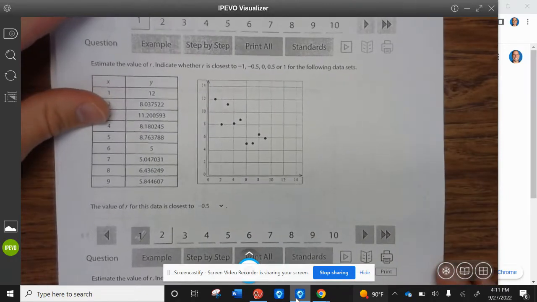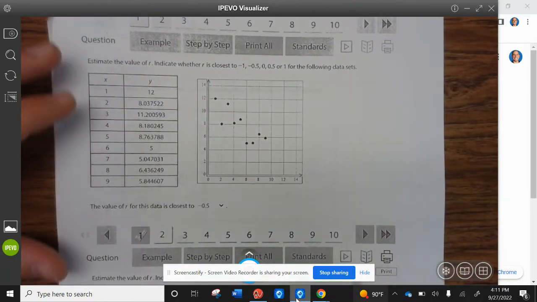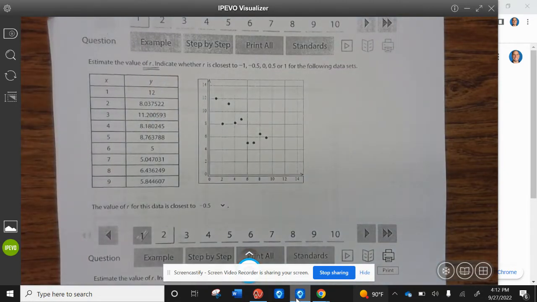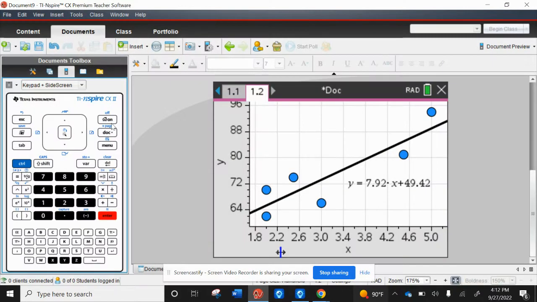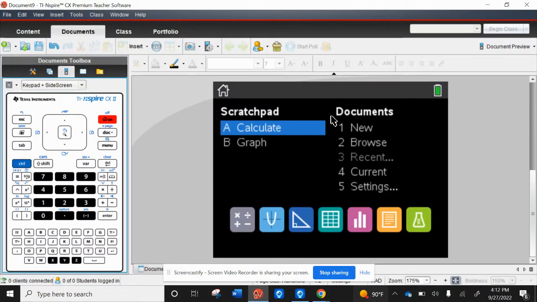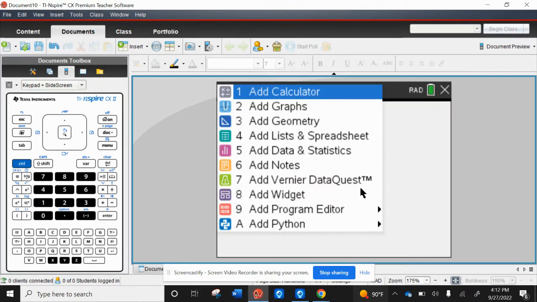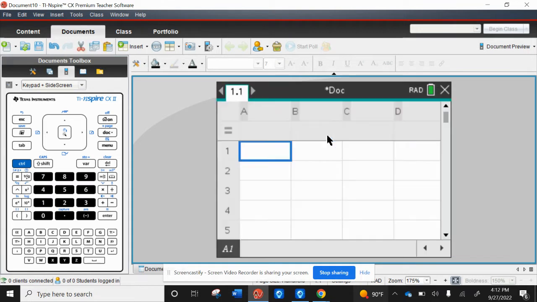All right, enter the value of R. Okay, so we're looking for R. And we're going to indicate whether R is closest to -1, -0.5, 0, 0.5, or 1 for the following data sets. So to do this, we're going to use our calculator. We're going to go to On. You always want to go to On, New Document, No. Now in this case, we're going to go to number 4, Add List and Spreadsheets. We're going to do X, Y, and we're going to fill in the table.